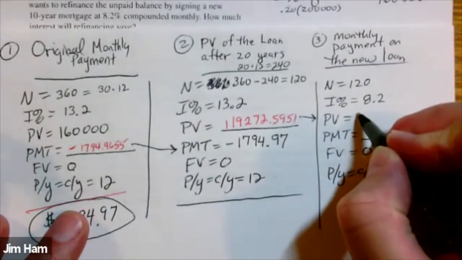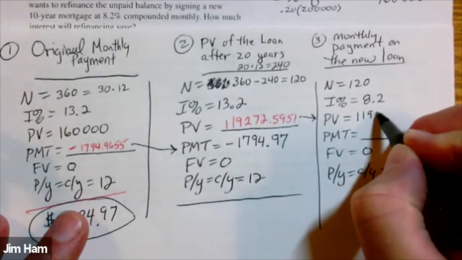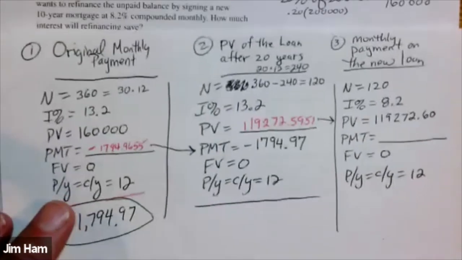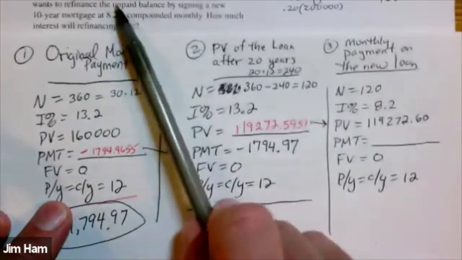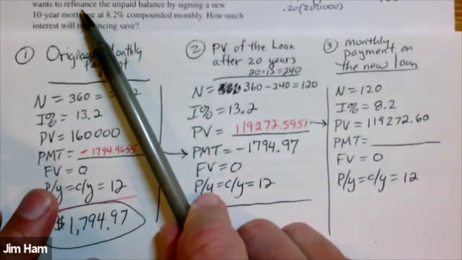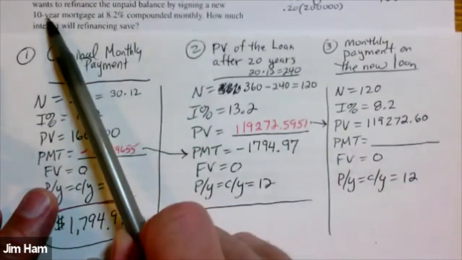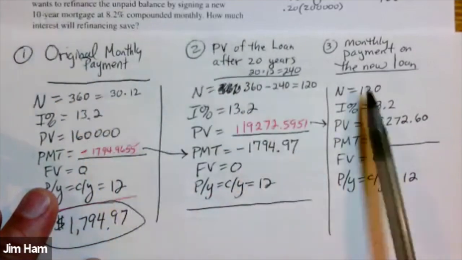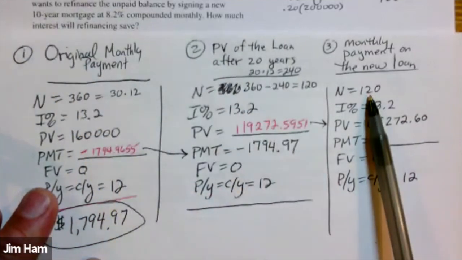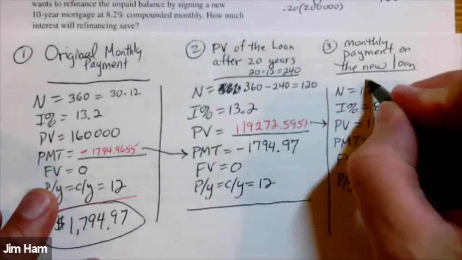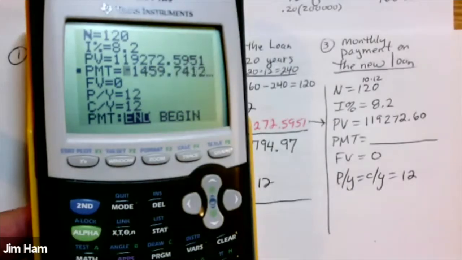But most of the other numbers, they just stay the same. Okay, so we're going to bring over this present value number, because that's how much we owe. Okay, and it says that they're going to refinance the unpaid balance. So here's the unpaid balance. They're going to refinance with a new 10-year mortgage. And that's why this is 120, because you've got a new 10-year mortgage of monthly payments, 10 times 12. And then redo the payment. Is that what you got?